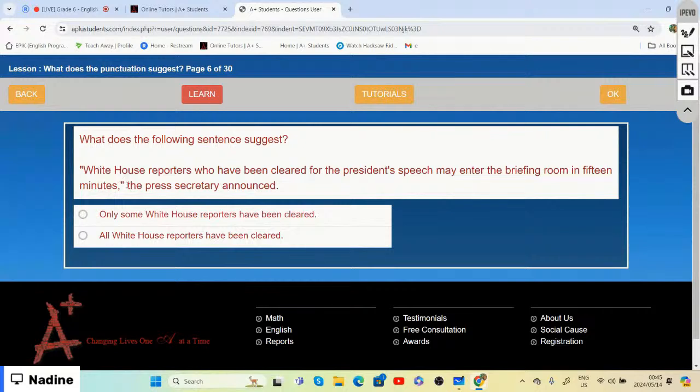It says White House reporters who have been cleared for the president's speech may enter the briefing room in 15 minutes, the press secretary announced. Does it mean that only some White House reporters have been cleared, or does it mean that all White House reporters have been cleared? What do you think? Option one or option two?